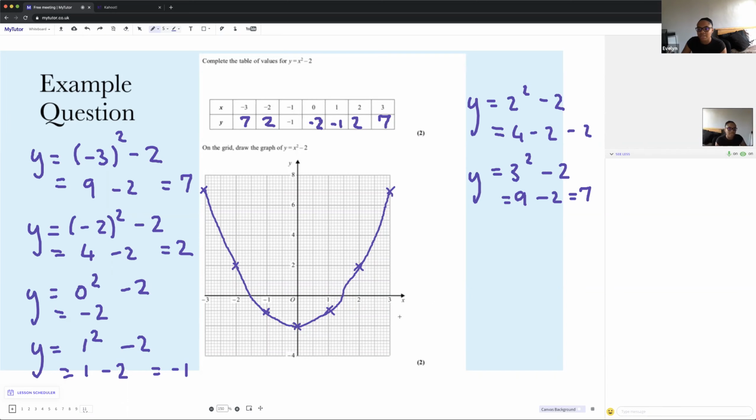Right. It is basically join the dots. The only thing is, don't join the dots using a straight line. So make sure that you have a smooth curve that goes through all of the points.